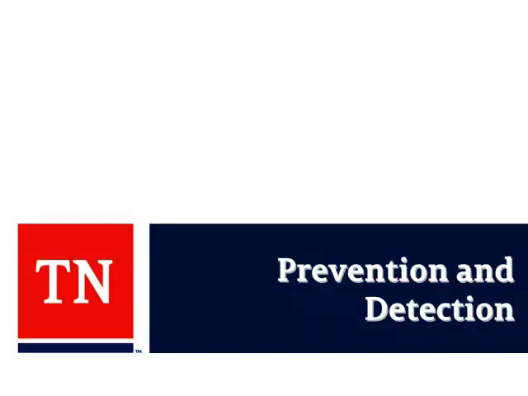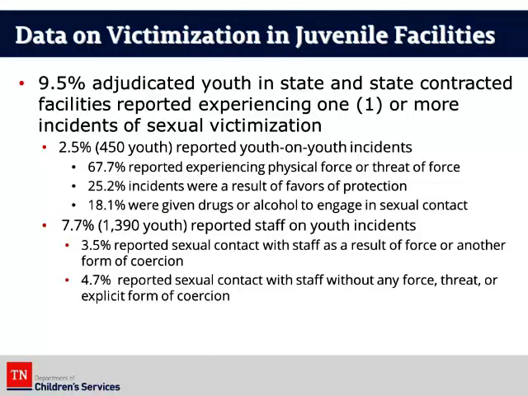Prevention and detection. According to the Bureau of Justice Statistics, 9.5% of adjudicated youth in state and state-contracted facilities reported experiencing one or more incidents of sexual victimization. 2.5% reported youth-on-youth incidents, while 7.7% reported staff-on-youth incidents.